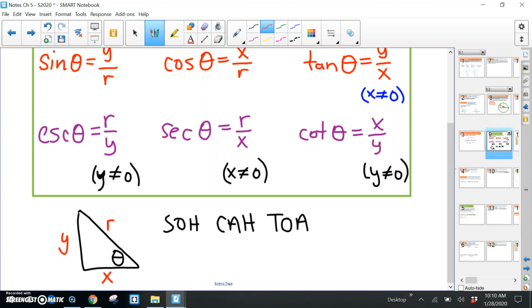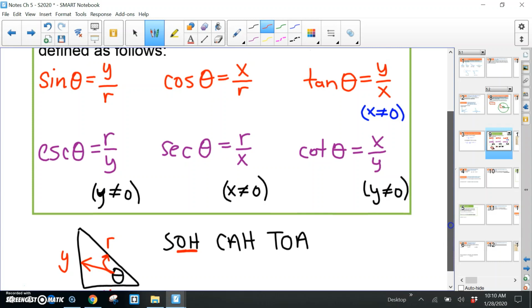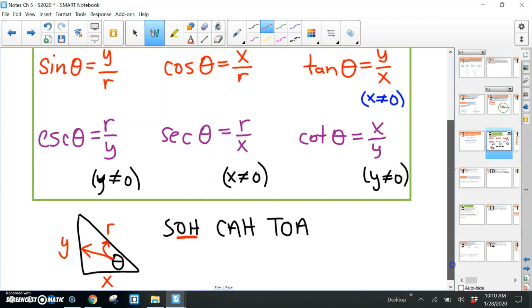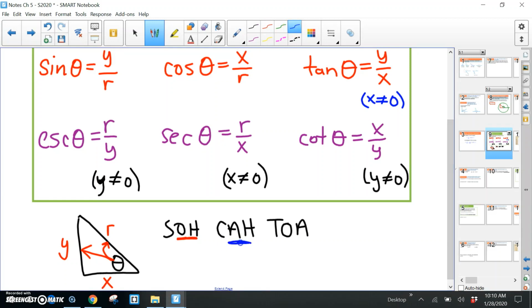If you went back to geometry class, sine was opposite over hypotenuse. If you look at the opposite side over the hypotenuse, that's y over r, which is exactly what we have for the sine ratio. The sine ratio is y over r. That's the same thing as opposite over hypotenuse. So we're basically doing SOHCAHTOA, kind of, sort of. If I look at cosine, back in geometry class we said that was adjacent over hypotenuse. That's x over r.